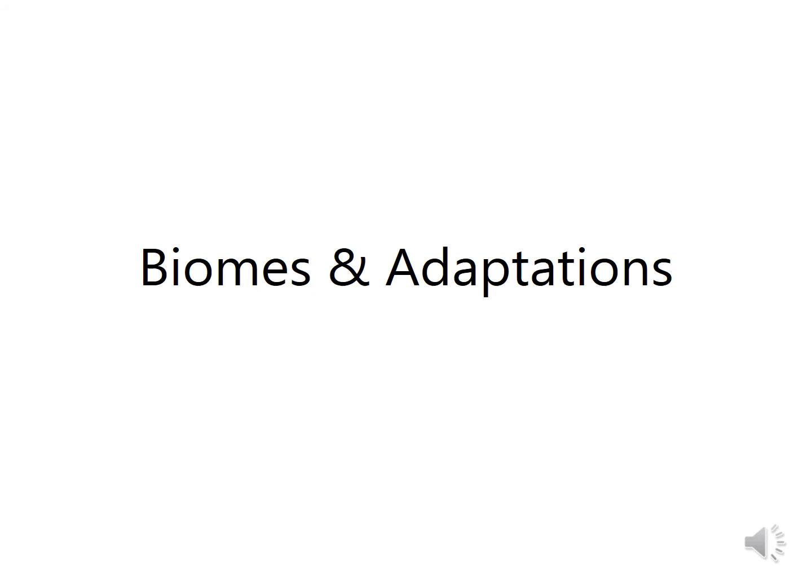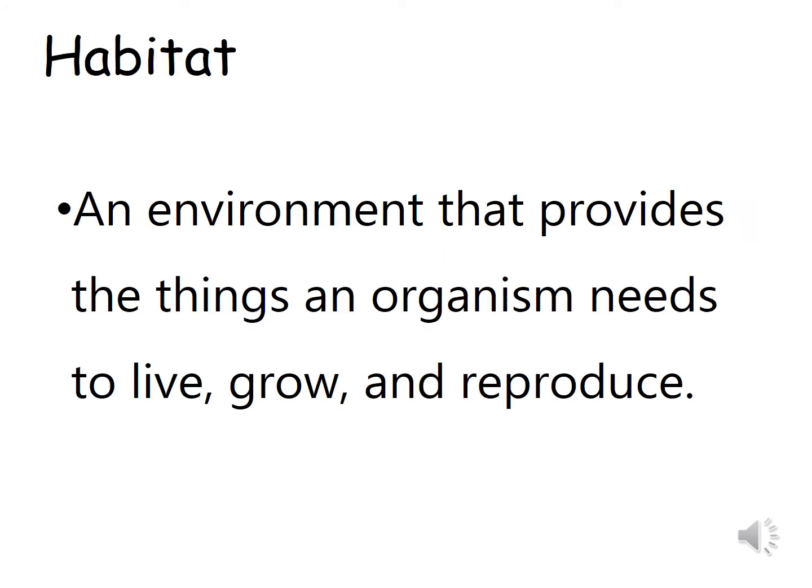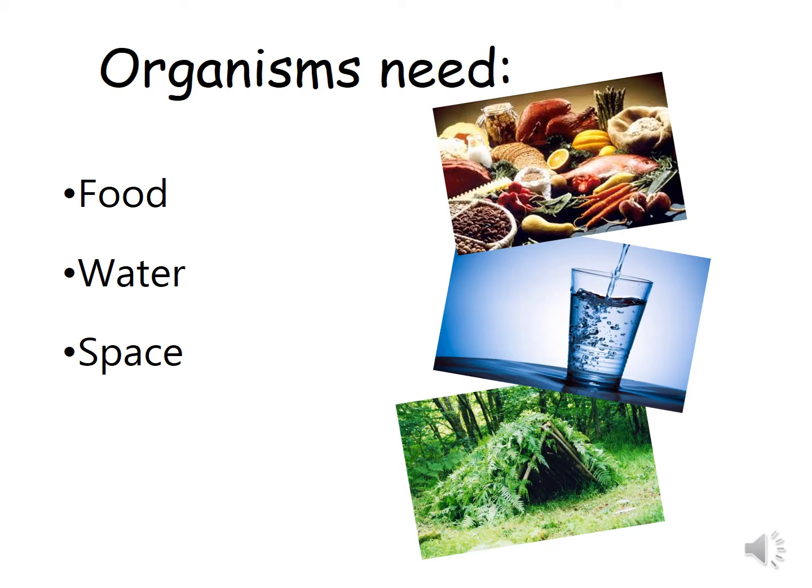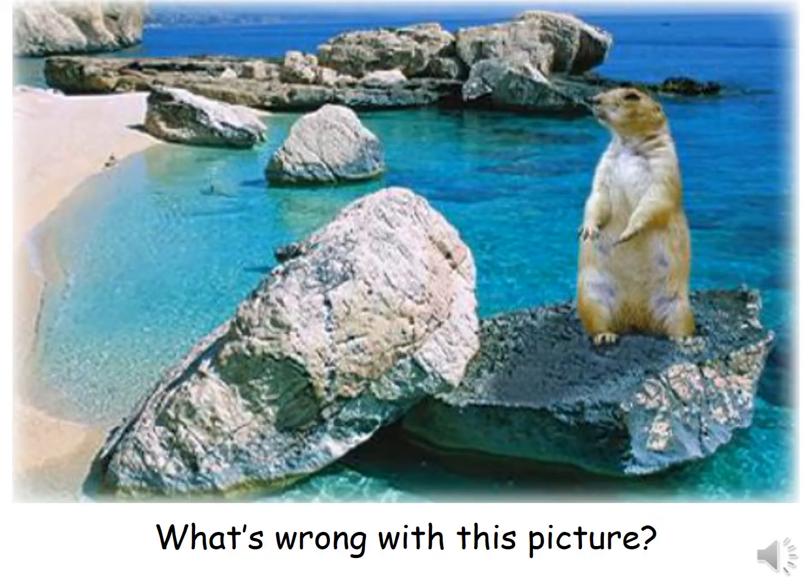Biomes and Adaptations. A habitat is an environment that provides the things an organism needs to live, grow, and reproduce. We know that organisms need food, water, and space in order to survive. Take a look at this picture. A prairie dog at the ocean or a lake. What is this prairie dog missing in this habitat in order for him to live, grow, and reproduce?